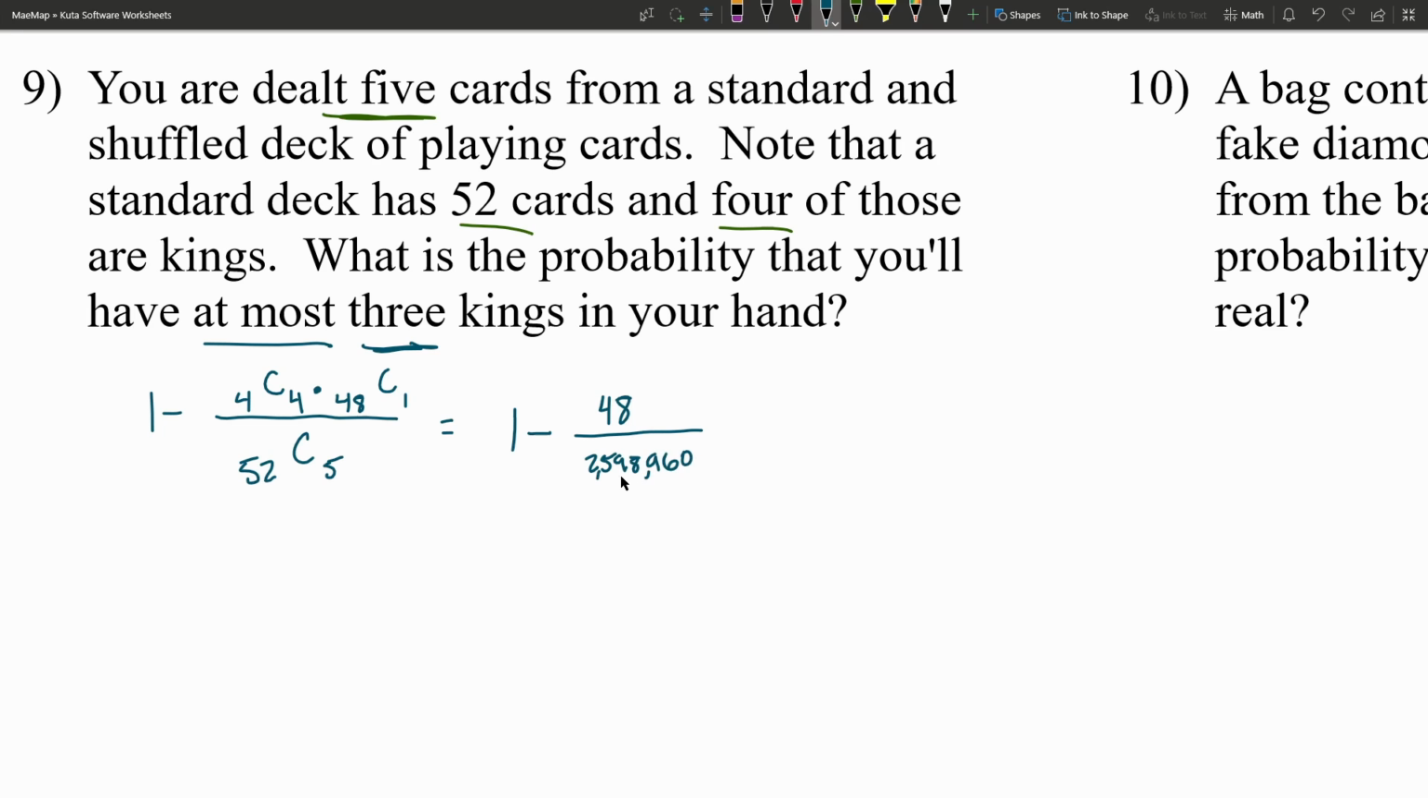2,598,960 different ways of getting dealt 5 cards. So when we work out the math, doing 1 minus 48 over 2,598,960, we're going to get approximately 99.998%. So the probability that you will have at most 3 kings is 99.998%. So that's less than a 1% chance that you're going to get dealt all 4 kings.